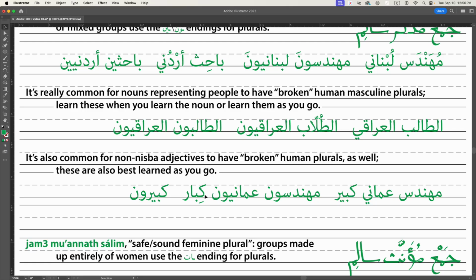Don't sweat this. Learn the basics, communicate with people, and even if you're communicating with them in a little bit of a garbled fashion, everyone will understand it, and they'll be really happy that you're learning to speak Arabic.